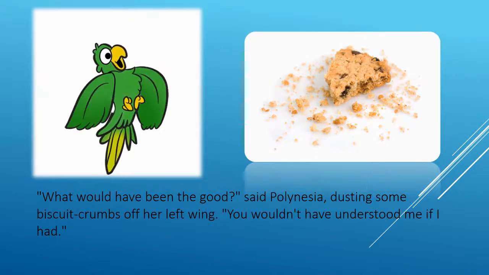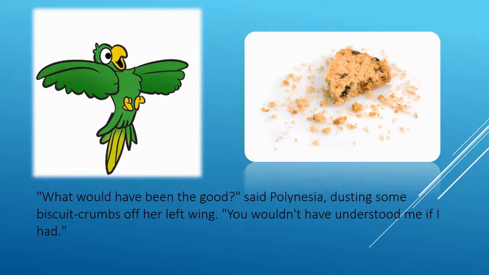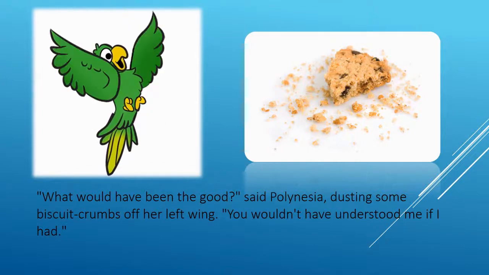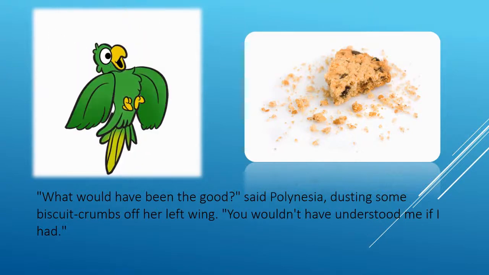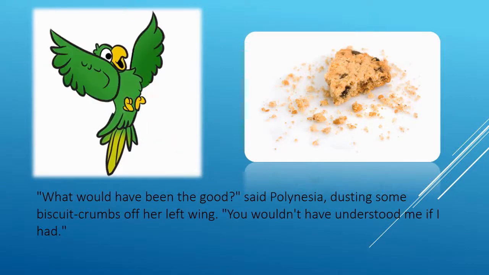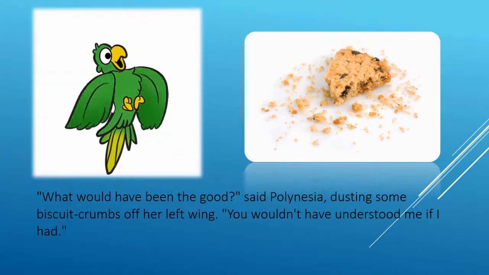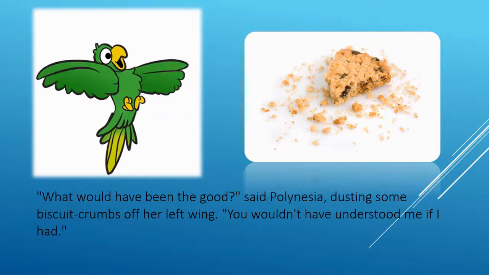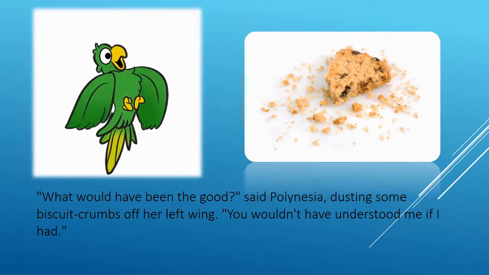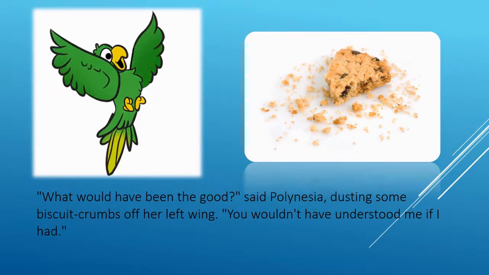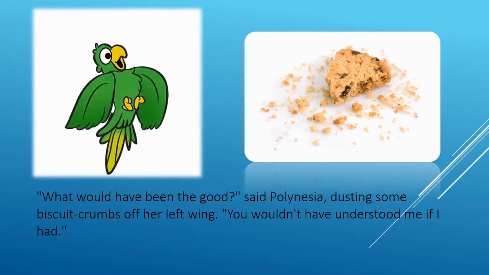Polynesia said, what would have been the good? In the second picture, you all can see the small particles of biscuit. These small particles of biscuit were on the left wing of Polynesia, and Polynesia was trying to dust them off. Further, Polynesia said to the doctor that you wouldn't have understood me if I had spoken in bird's language. How would you come to know what I want?